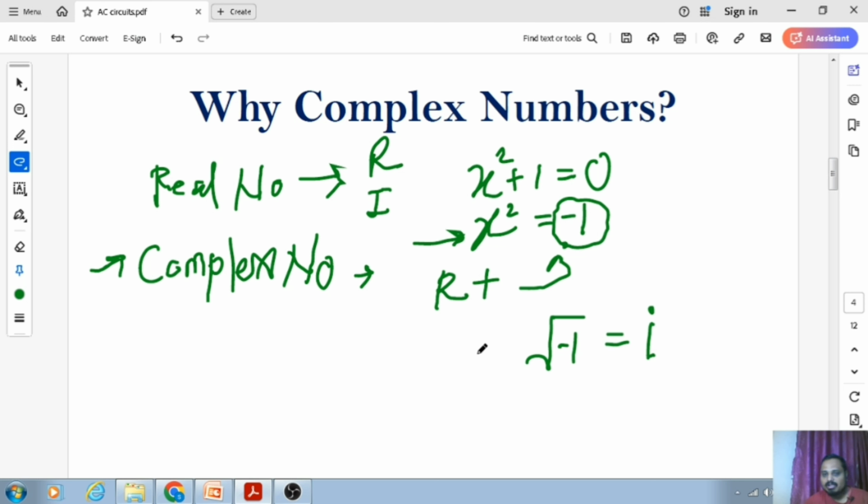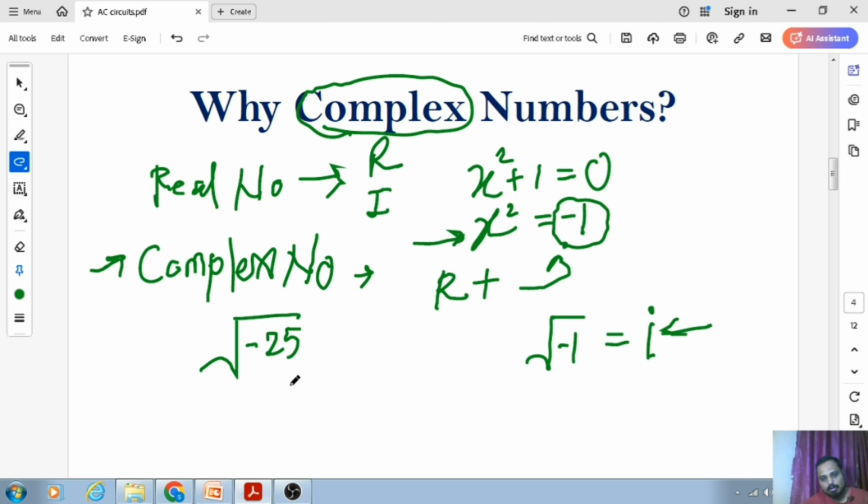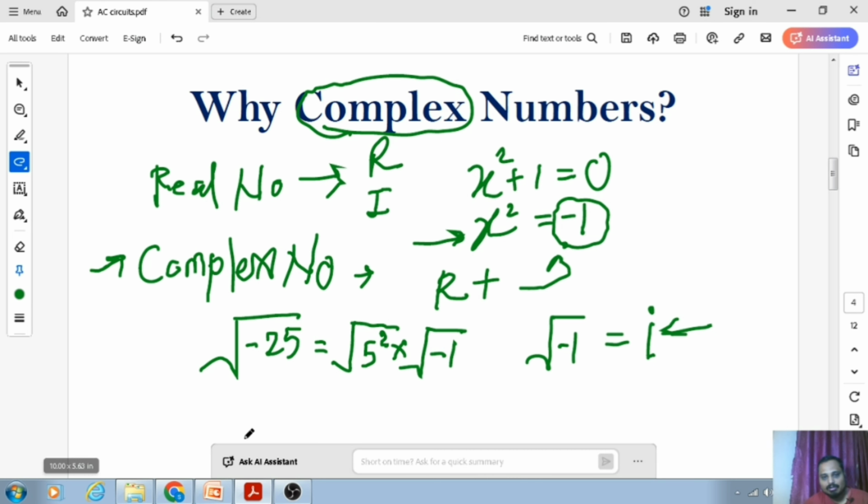Any number that involves iota has an imaginary part, so this number system is called a complex number. For example, we have a number like square root of minus 25. This number can be represented as square root of 5 square multiplied by square root of minus 1. Square root of 5 square is nothing but 5 and square root of minus 1 is this iota. So it can be represented in this way.